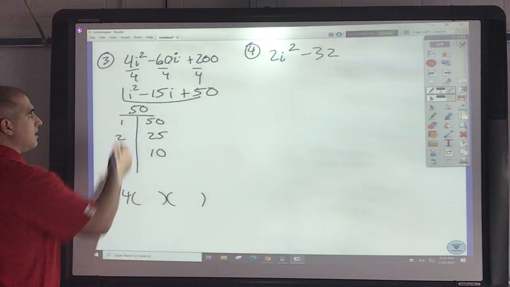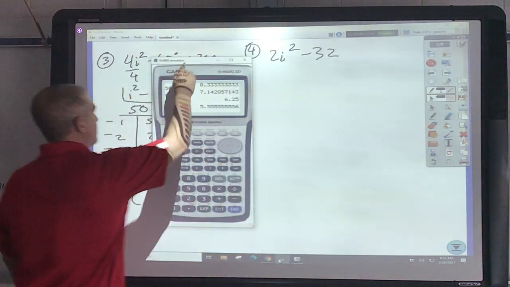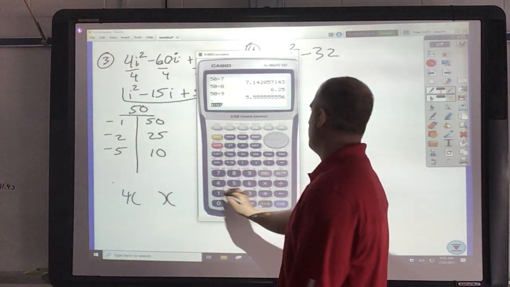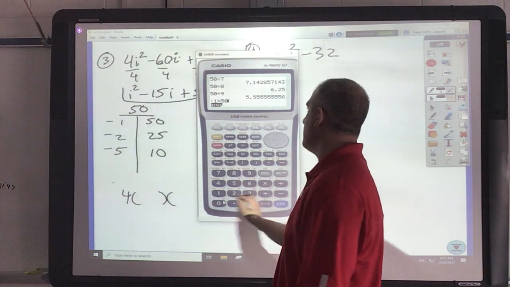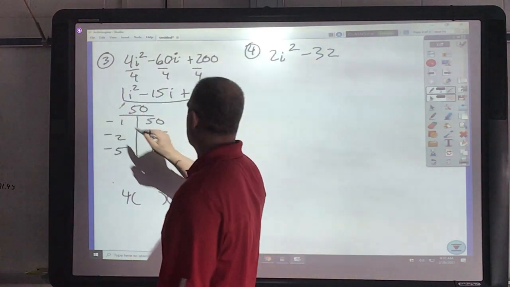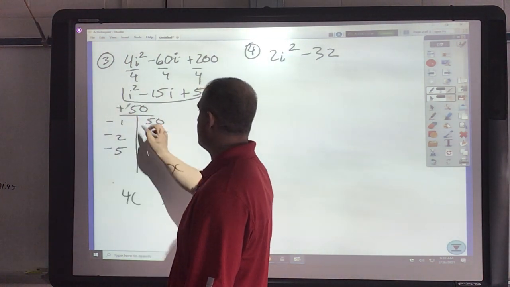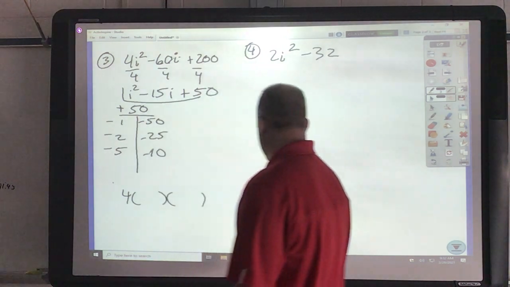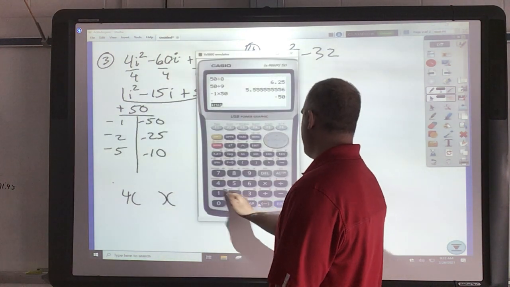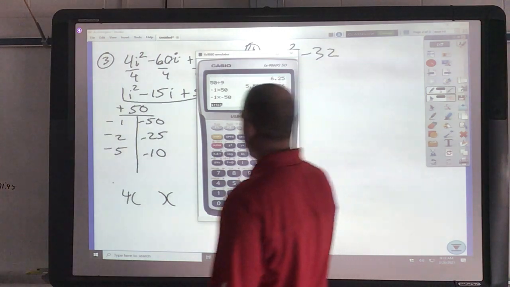Now, since I see negatives, I make one side negative. Now, here's the problem though. Negative 1 times 50 doesn't give me positive 50. I need it to be positive 50. So what do I have to do? Make both sides negative, okay? Because negative 1 times negative 50 gives me 50, okay?